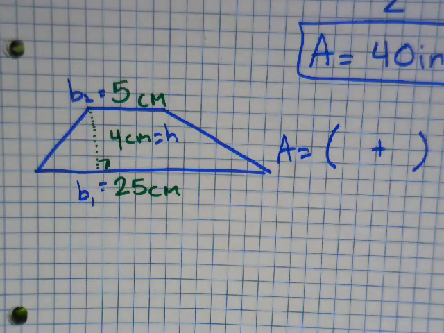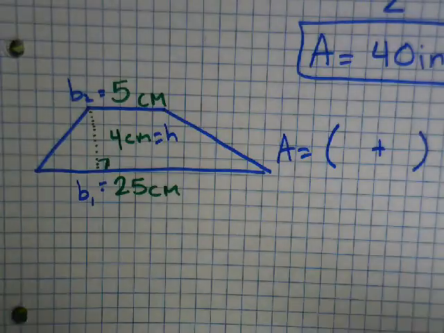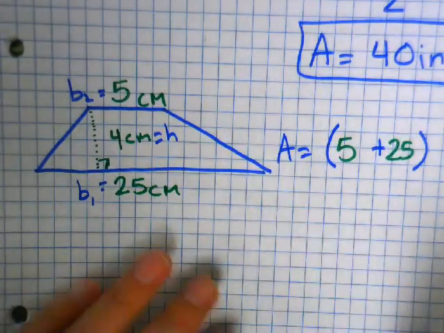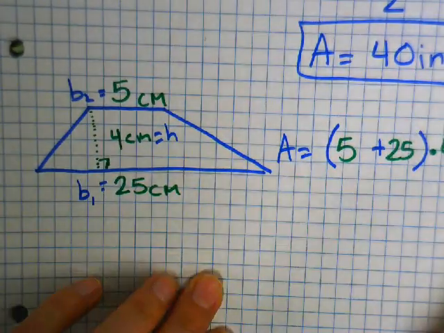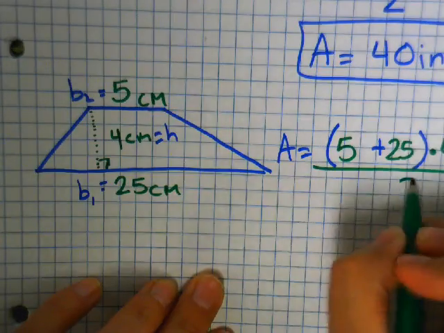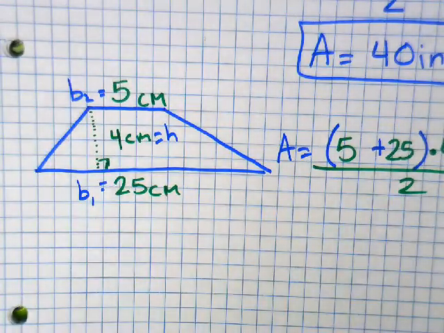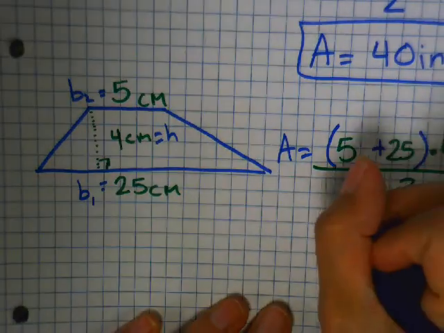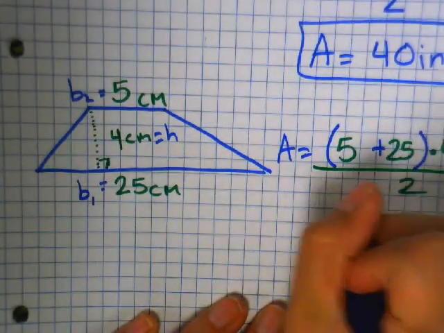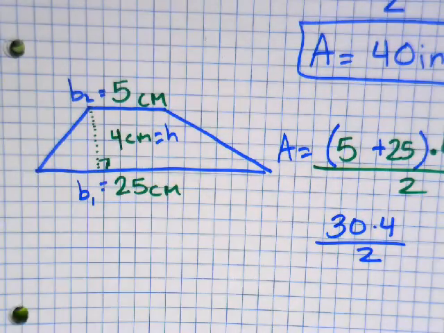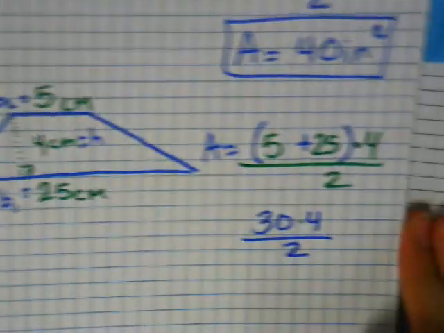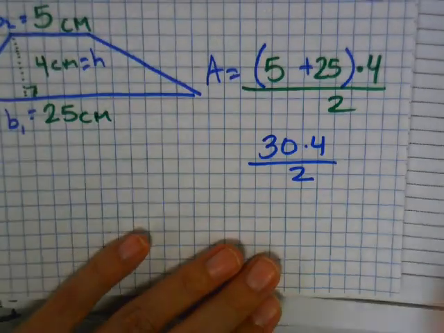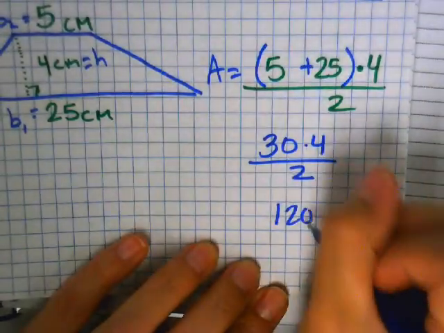Okay, guys, what'd you guys get? What are the 2 numbers? 5 and 25. One number goes outside? 4. And then don't forget the divide by 2. Okay, what's 5 plus 25? 30 times 4 divided by 2. Now 30 is not on your multiplication table, but what is 30 times 4? 120. Very good. So 120 divided by 2.